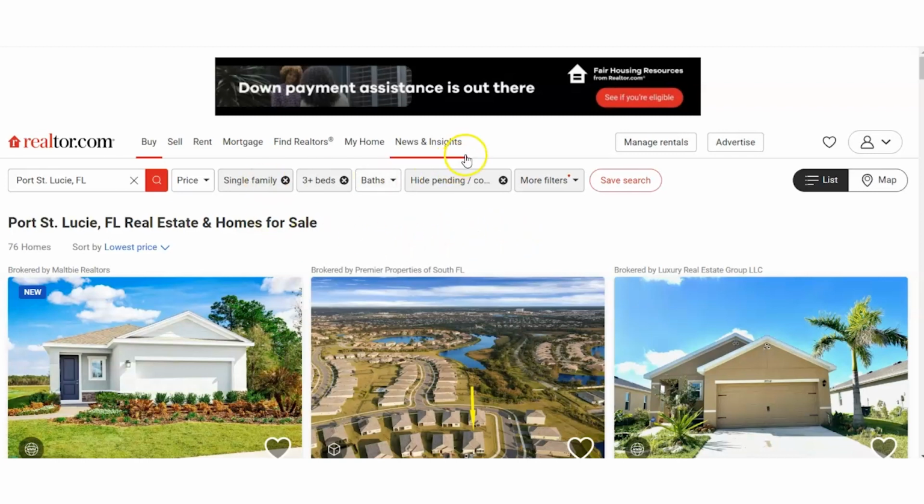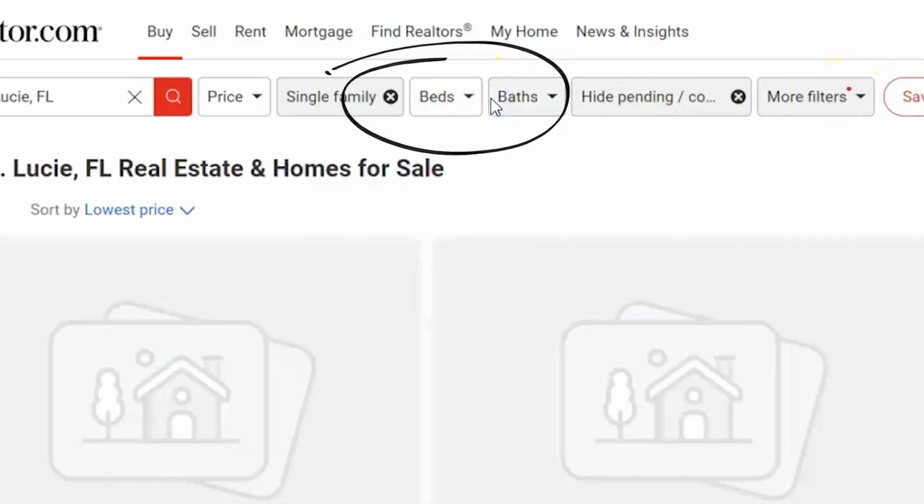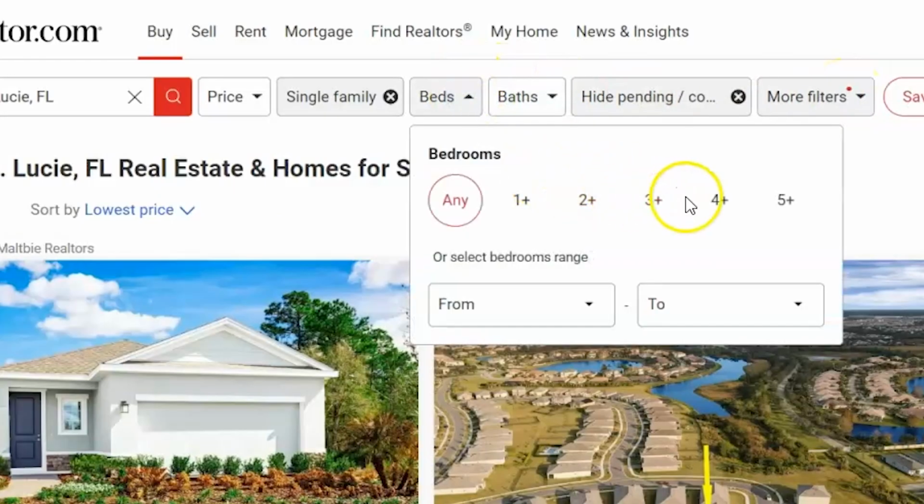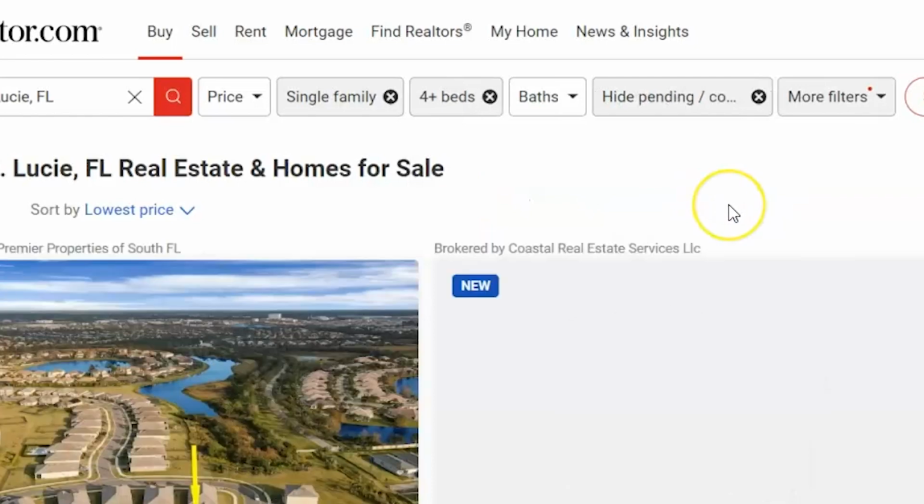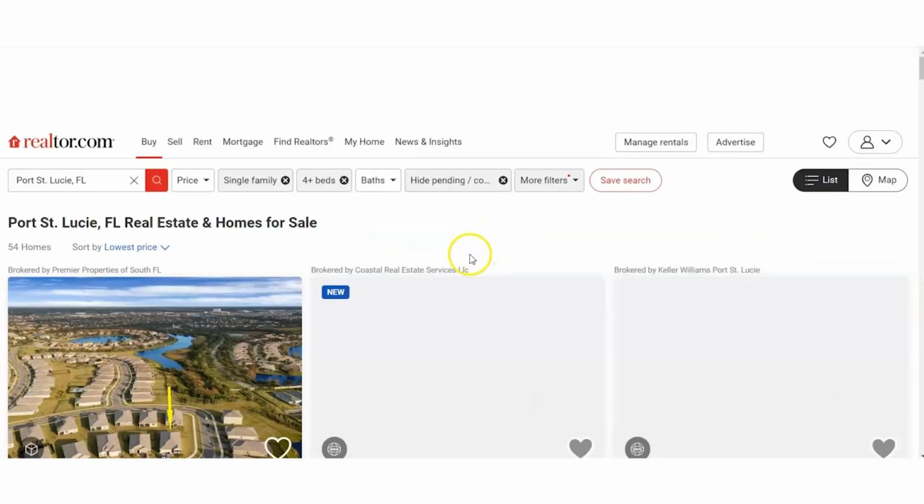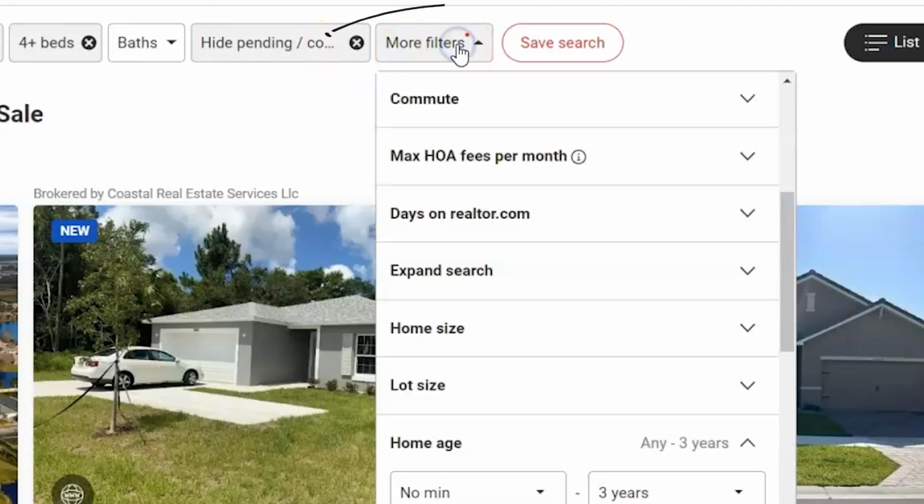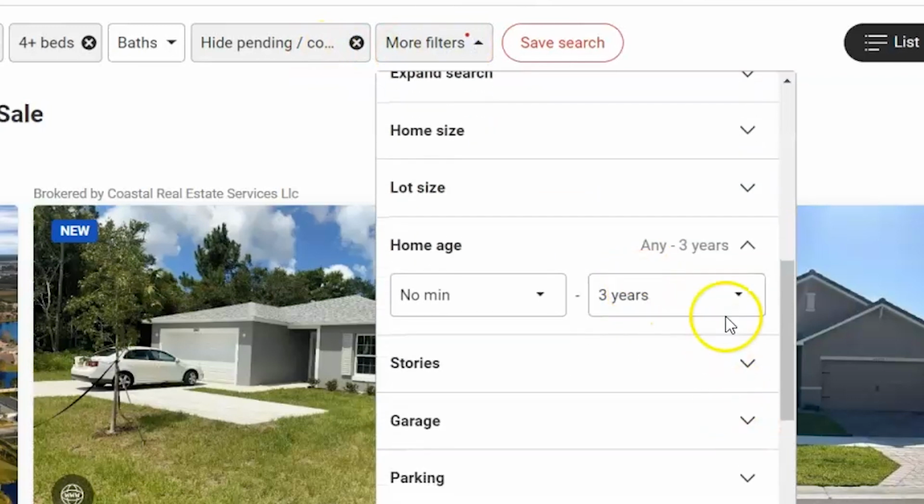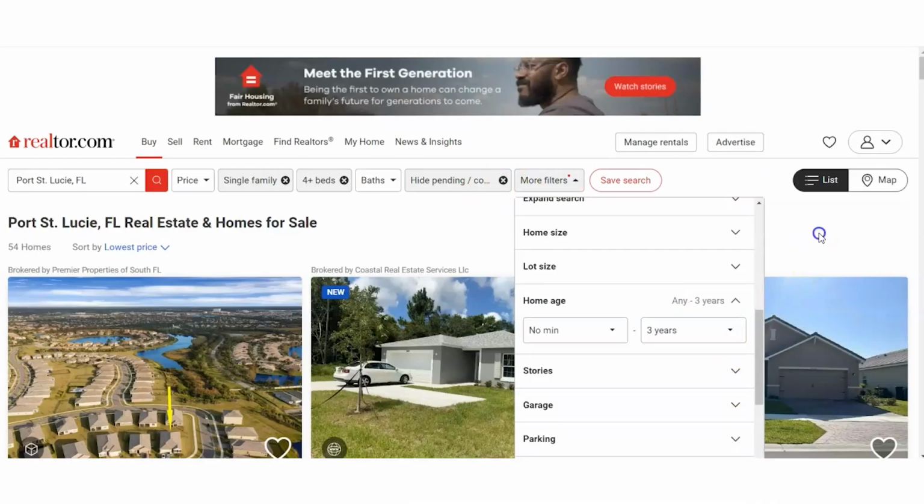Okay, so now what I'm going to do is I'm going to go to some of the other filters and I'm going to change this. So from 3 bedroom, I'm going to change this to 4 bedroom, because 4 bedrooms is always more desirable than 3. And then what I'm going to do is I'm going to change under more filters, home age. It says 3 years, okay?